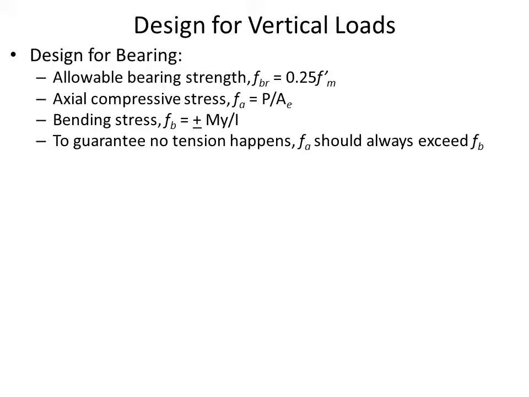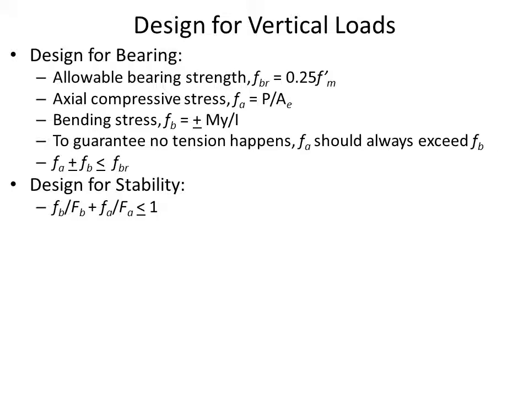To guarantee that no tension happens, which is a very important thing that the code states, fa should always exceed fb. So if fb is more than fa, this is considered as a tension failure. For sure, automatic failure. Okay? And fa plus or minus fb should be less than Fb. So even on the compression side, the summation of the magnitudes of fa and fb together should be less than 1/4 of F'm.